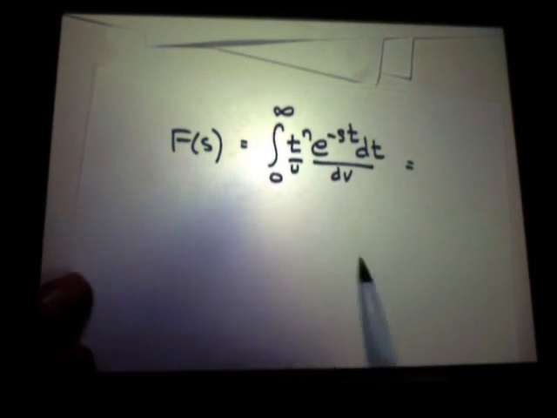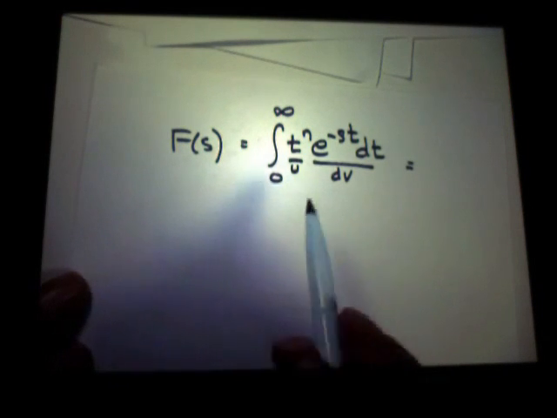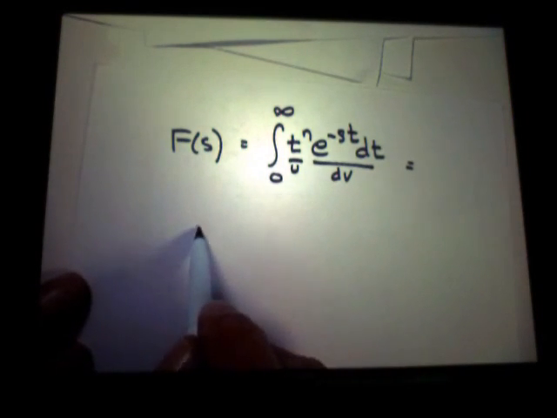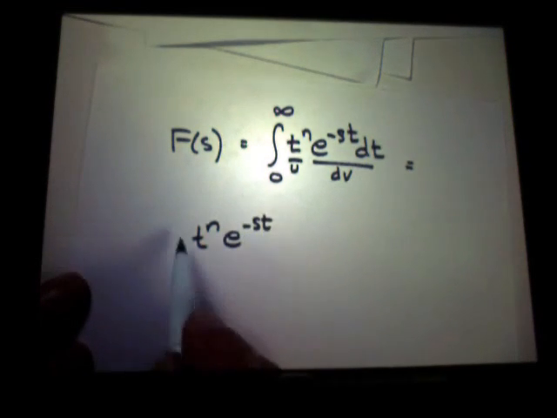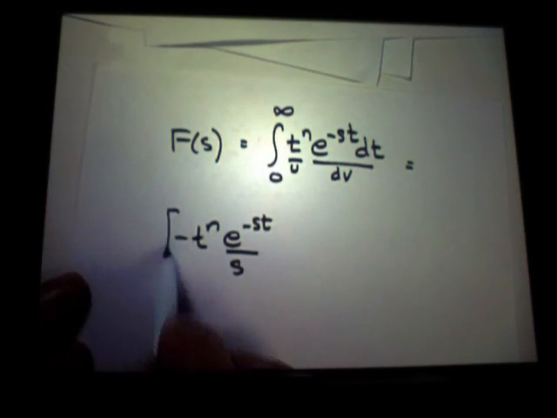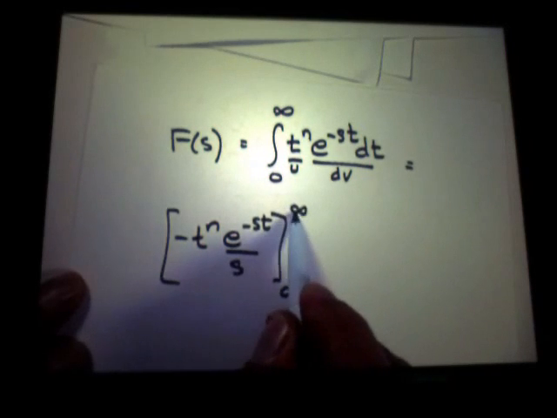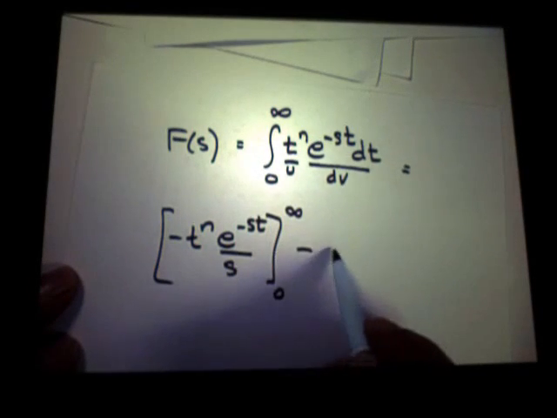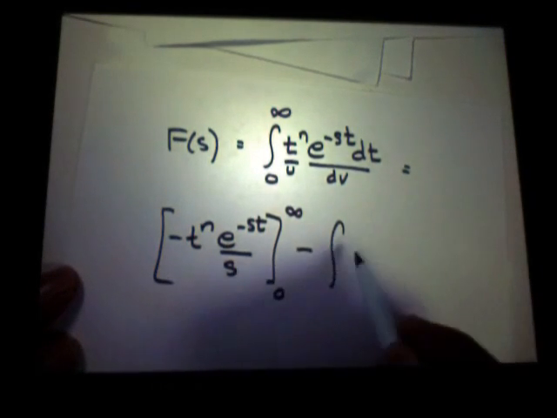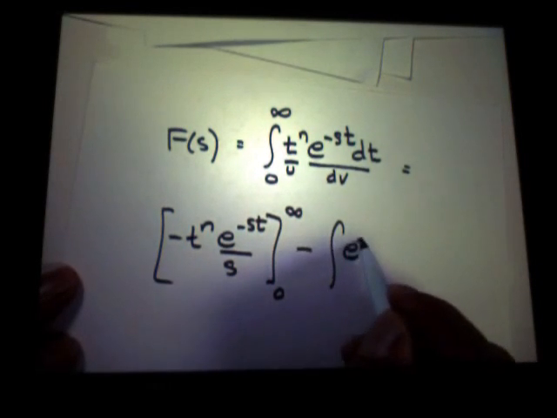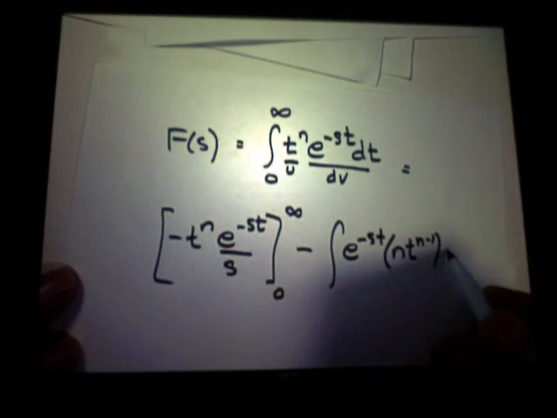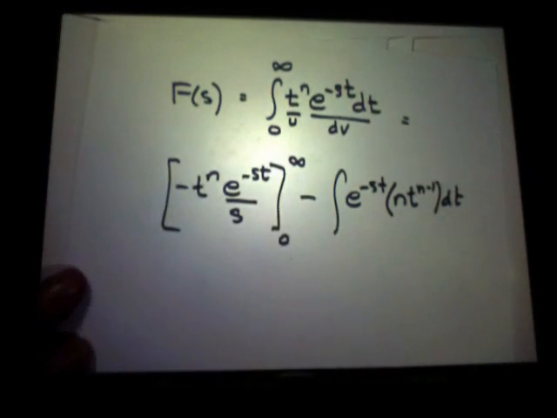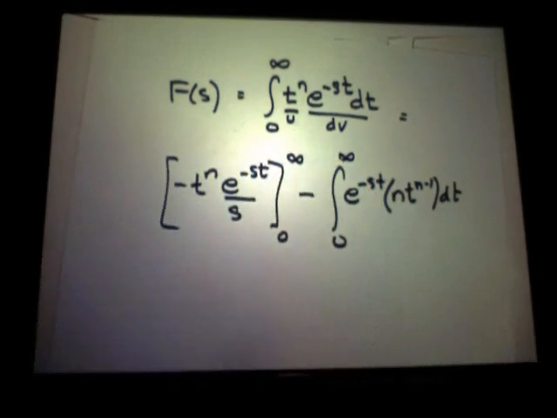Okay, so what's this one going to be? uv is t to the n e to the minus st over s with a minus sign in front, again from 0 to infinity, minus the integral e to the minus st n t to the n minus 1 dt, right? True enough?